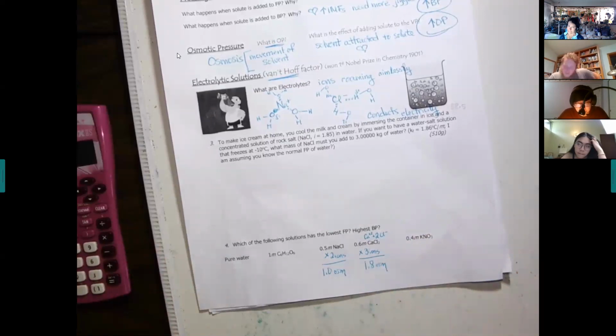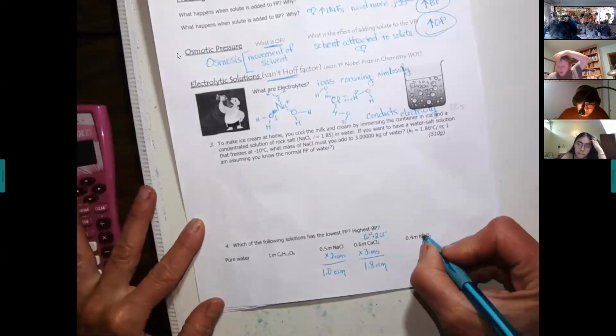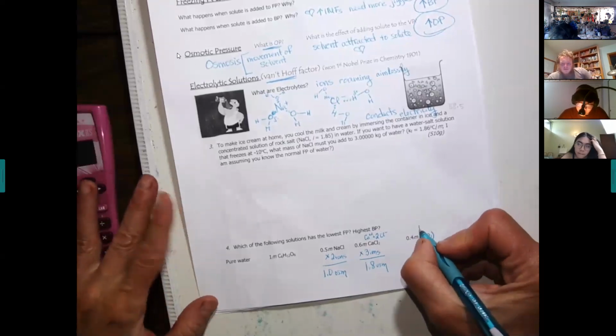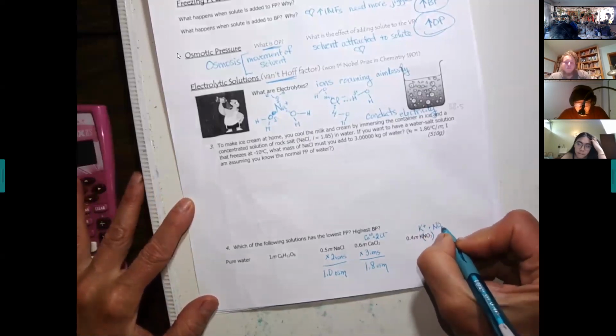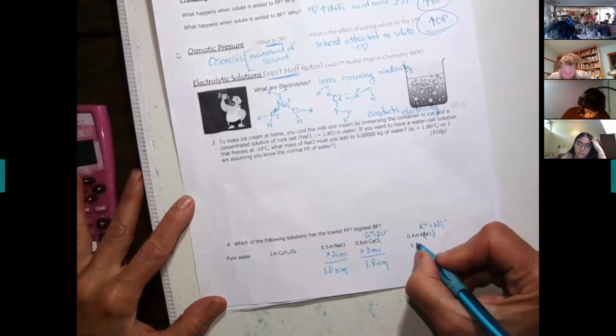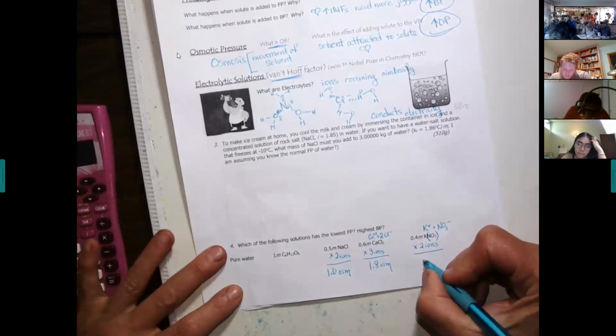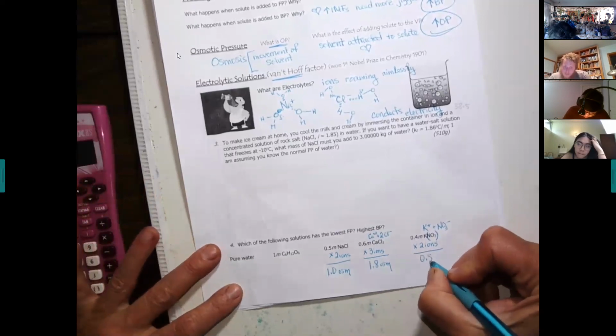All right, and then potassium nitrate. Just a reminder, NO3 is a polyatomic. So the NO3 does not get pulled apart. So you only have two ions here. You have potassium and you have nitrate. So you just have the two pieces. So you have 0.4 times 2 ions. So just be careful with the polyatomics. It doesn't break into potassium and nitrogen and oxygen. It just breaks into potassium and nitrate. And so this would be 0.8 osmoles.